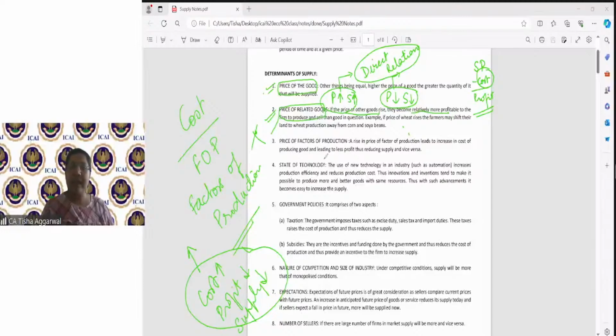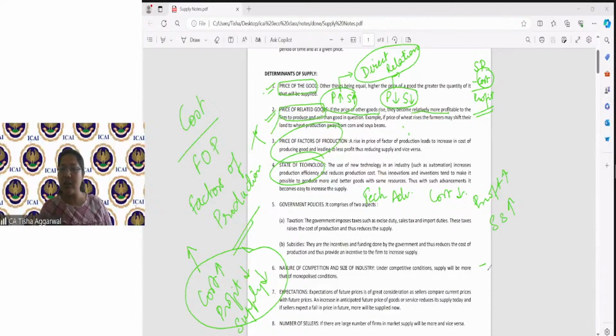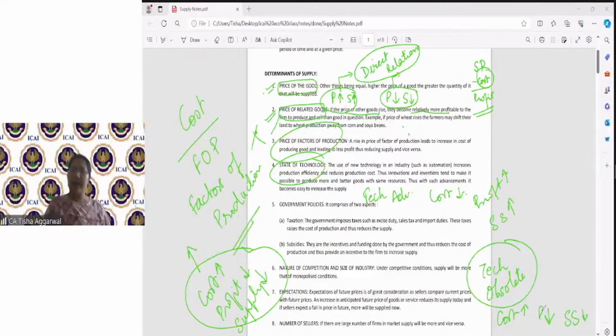Next is state of technology. You all know that if the technology is advanced, then the cost lowers. And if the cost lowers, profit increases. If profit increases, supply increases. But if the technology is obsolete, bad technology, old technology, outdated technology, in that case, the cost will go high, profit will go low, supply will also go low. Am I clear up till here? Yes or no?